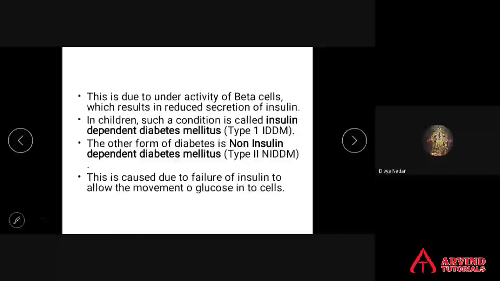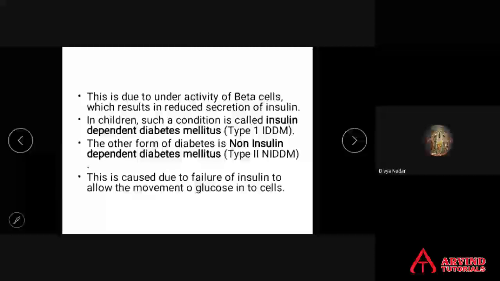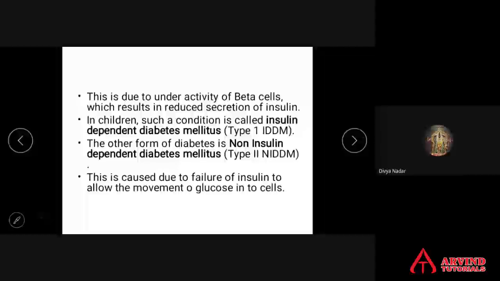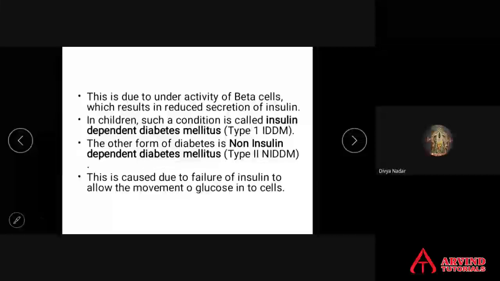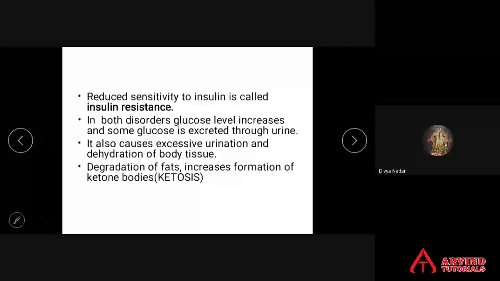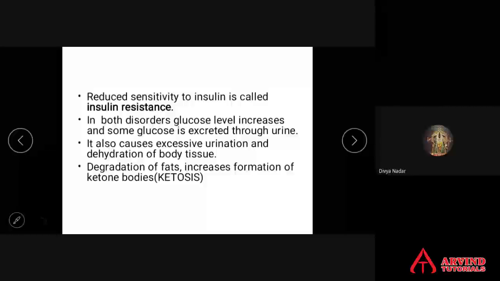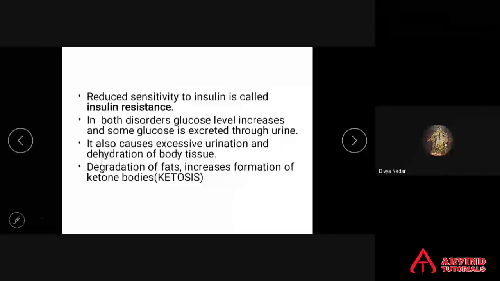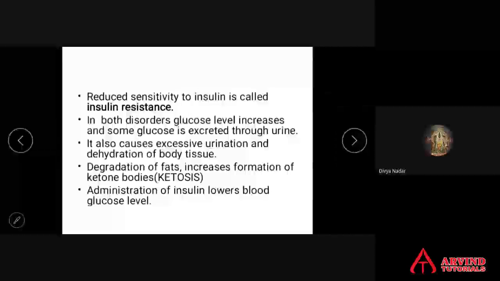And the last group of cells are called polypeptide cells, which also secrete substances that regulate the mechanism of pancreas. So the abnormality of pancreas results in a metabolic disorder called diabetes mellitus. One is type 1, called insulin dependent diabetes mellitus, and the other is type 2, non-insulin dependent diabetes mellitus. This increases the level of glucose in the blood, causes excretion of glucose through the urine, and may also cause ketosis. Ketosis arises due to the formation of ketone bodies, which are produced after the degradation of fats. Administration of insulin lowers the blood glucose level.